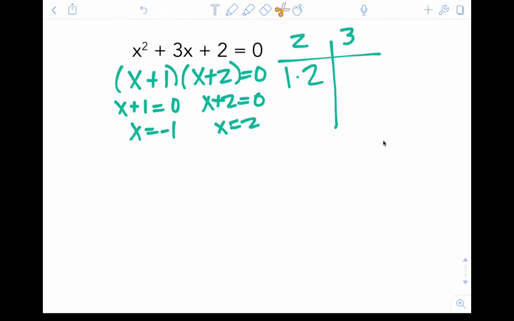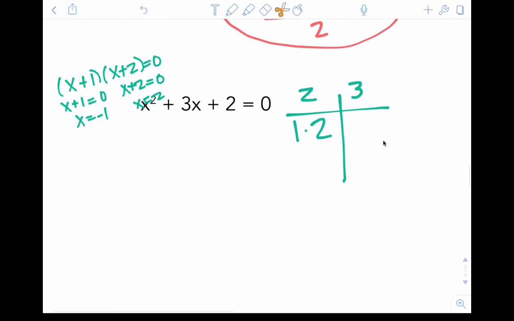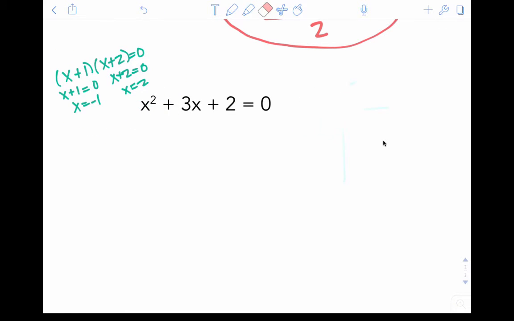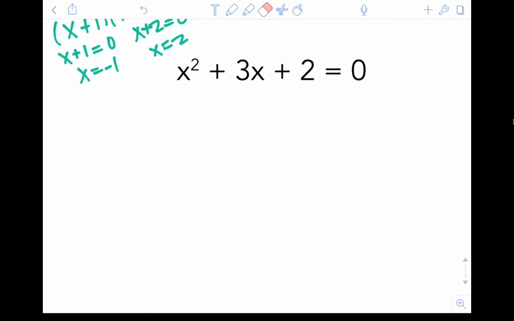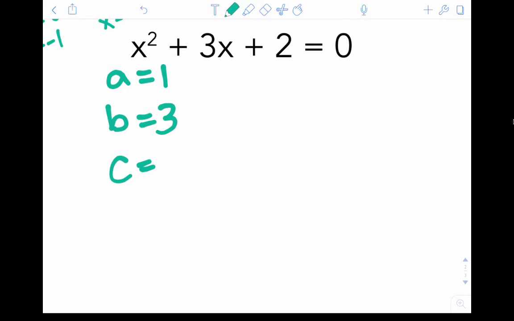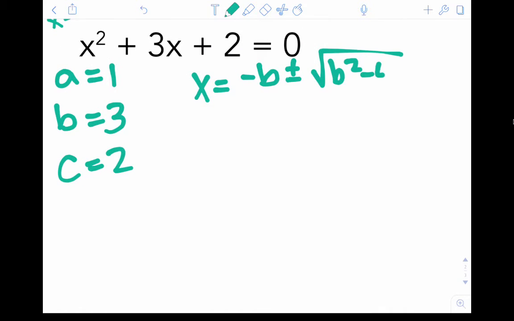So I'm just going to throw this over to the side for now. We're going to work this out using the quadratic formula, and we're going to see if this still works for a factorable problem, or if I get something different. All right, so I know that my a is 1, my b is 3, and my c is 2. I'm going to write out my quadratic formula. So I have x equals negative b plus or minus the square root of b squared minus 4ac all over 2a.